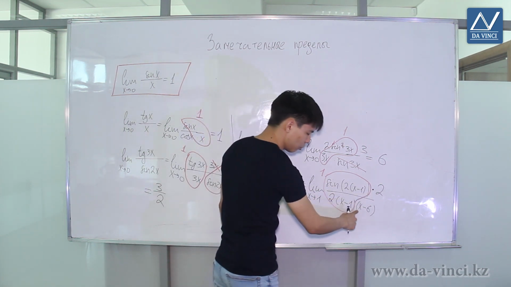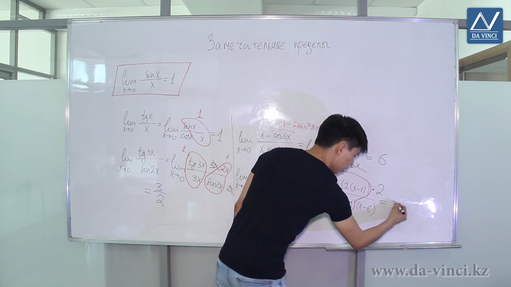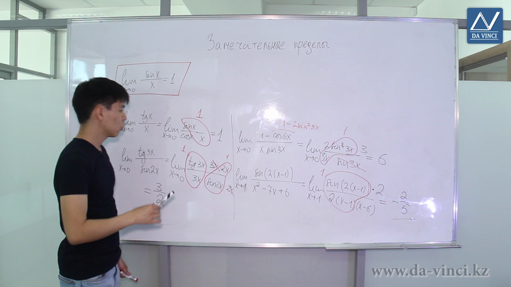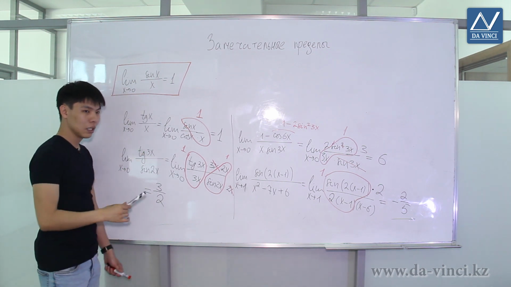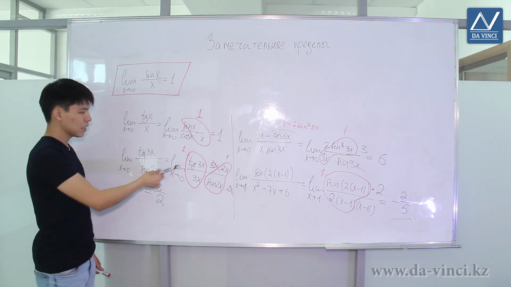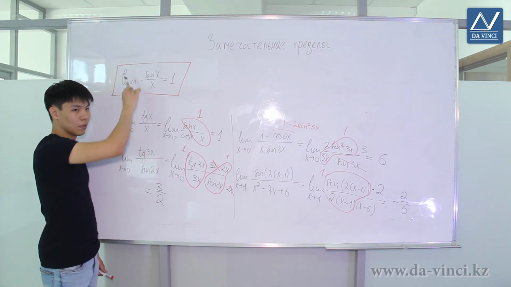Substitute x equal to 1. 1 minus 6 minus 5 minus 2/5 in total. So you see that in order to use the first wonderful limit, we firstly need to remember some trigonometric formulas. And secondly, we are constantly adjusting to an expression of this kind.